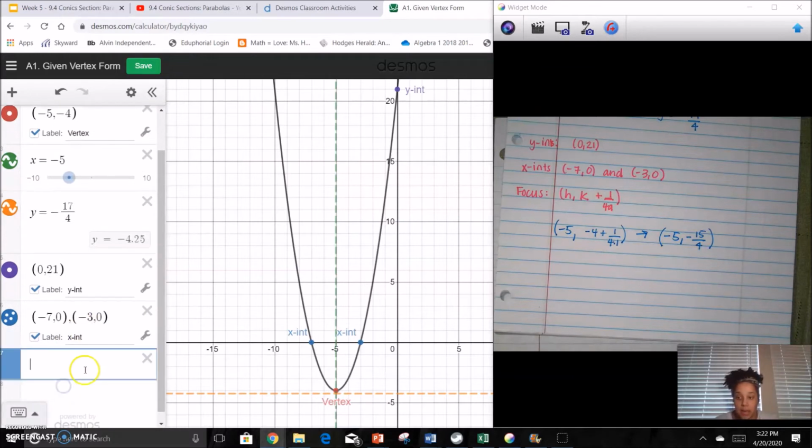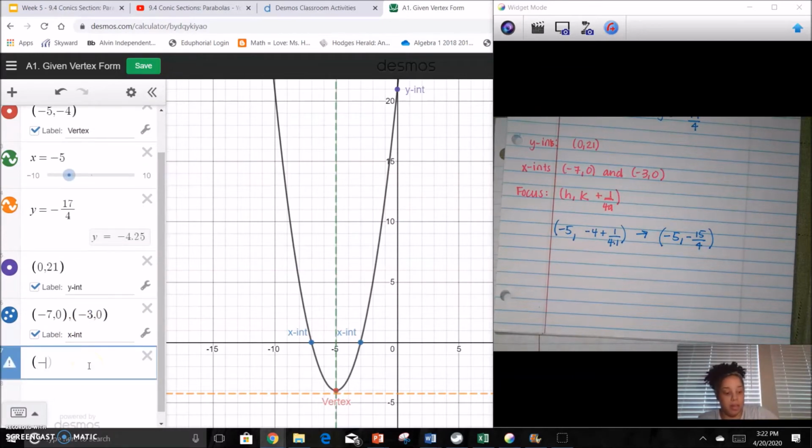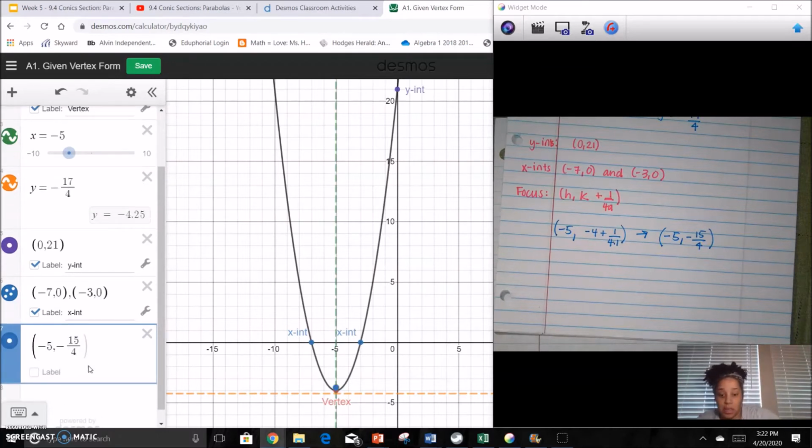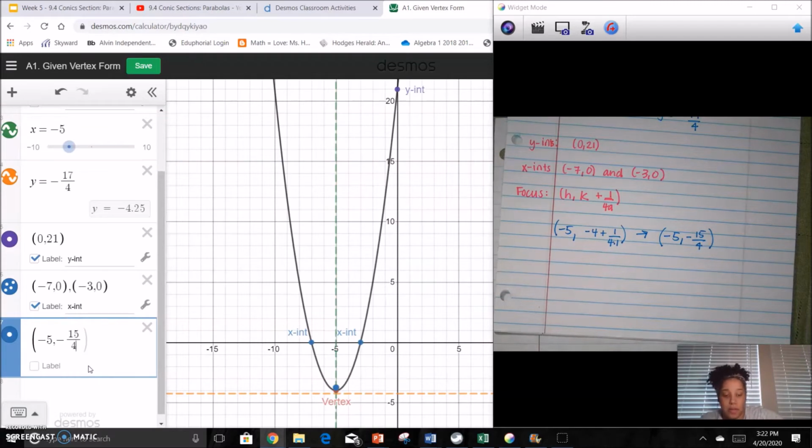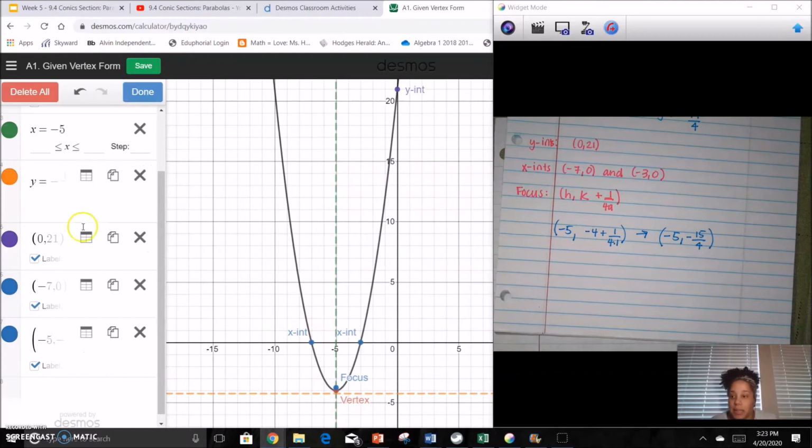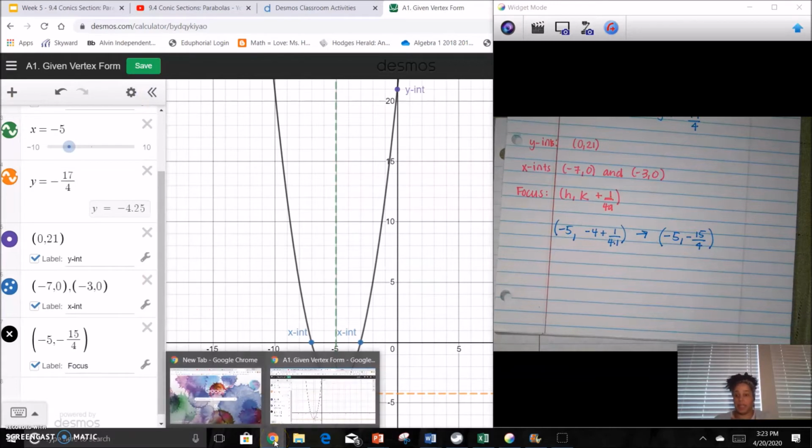So let's type that in here as an ordered pair. (-5, -15 over 4). Okay, and then let's label it. This is the focus. Okay, and then it wants us to change it to an X and to change it black. So if I come up here to the gearbox and click on that, click on the focus, I can change what type of dot I see to an X, and then I can change the color to black, and then say done. Now everything is color coded.